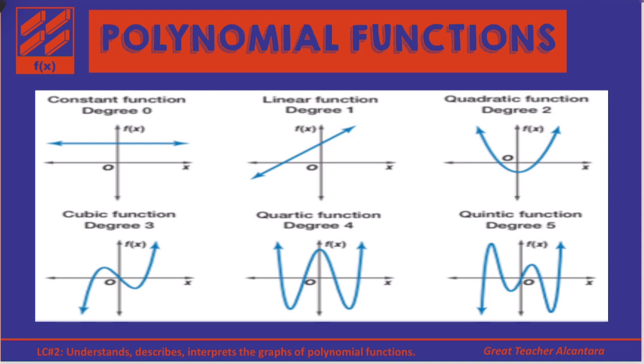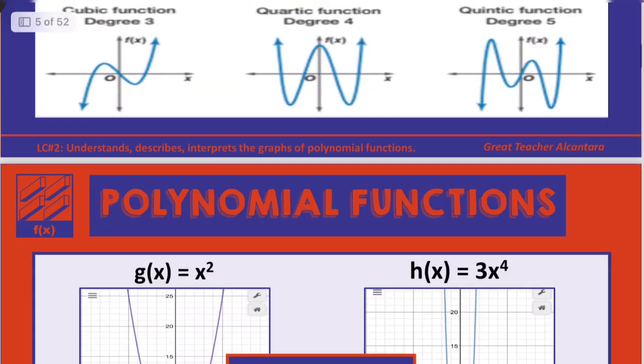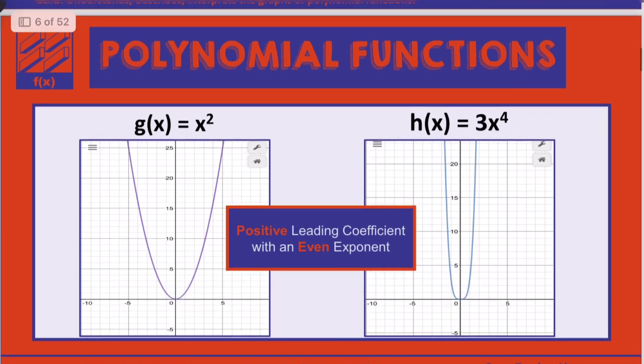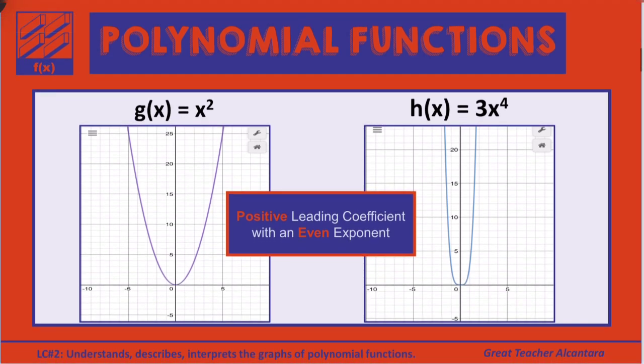A quadratic function is for degree 2, which you discussed in grade 9. From degree 3 onwards are the ones that we're going to try to explain in terms of polynomial functions. For example, we have the polynomial function g(x) = x squared. As you can see, its graph is a parabola.